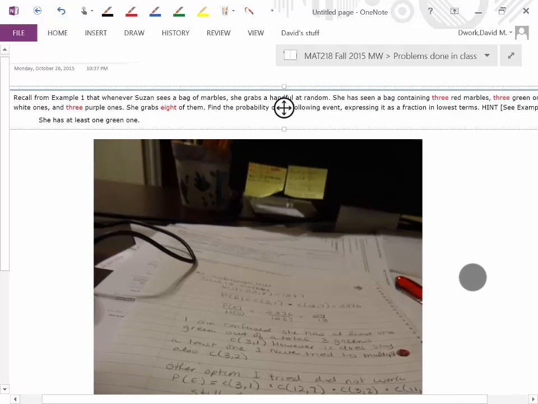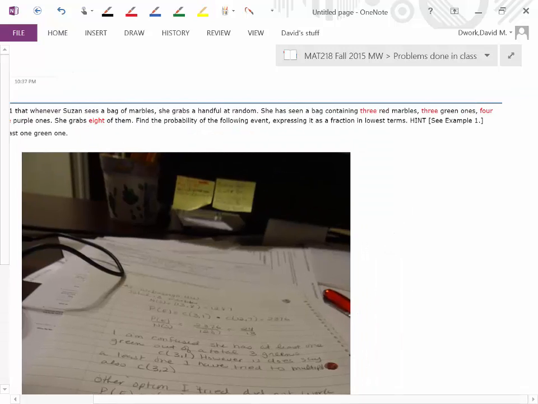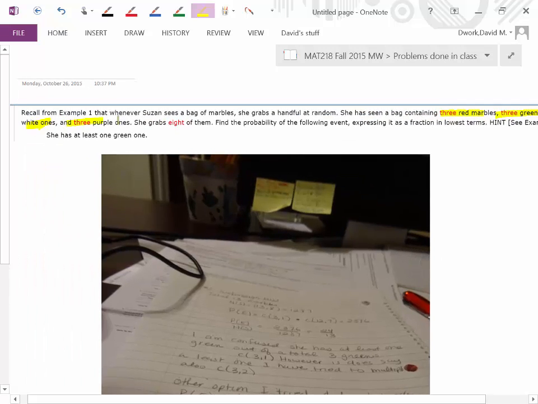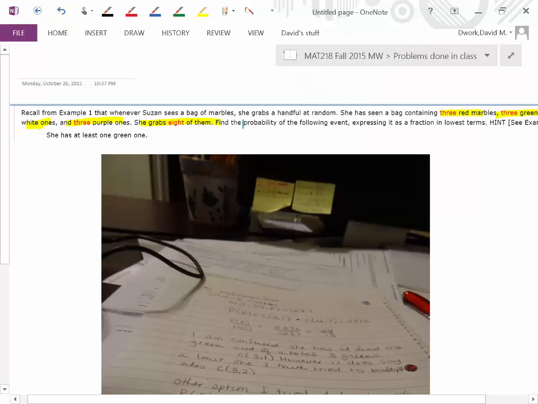Okay, so the problem you're looking at here says you've got a bag of marbles with all this stuff. She has 3 reds and 3 greens and 4 whites, 3 purples, and she's going to grab 8 of them. Now, they want to know the probability that she has at least 1 green.